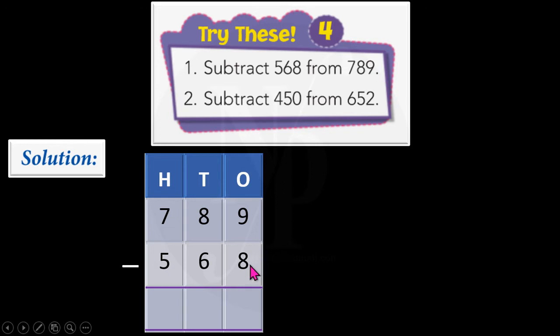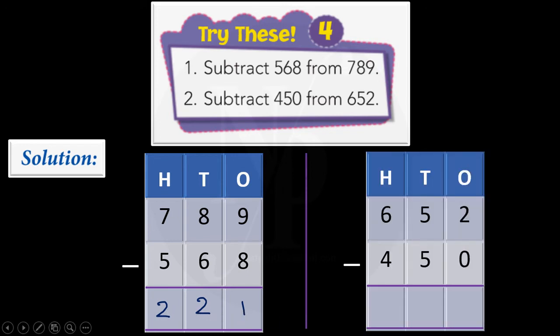Subtracting 8 from 9, we get 1. Subtracting 6 tens from 8 tens, we get 2 tens. So we write 2 in tens place. And on subtracting 5 hundreds from 7 hundreds, we get 2 hundreds. Therefore, the difference is 221.